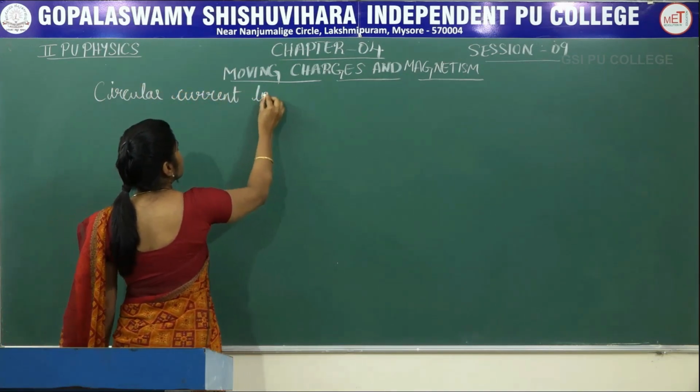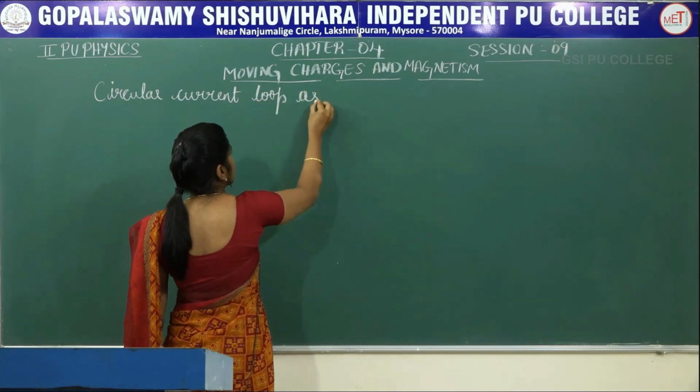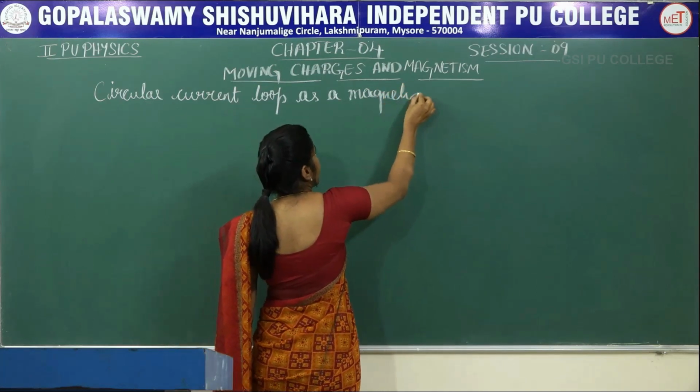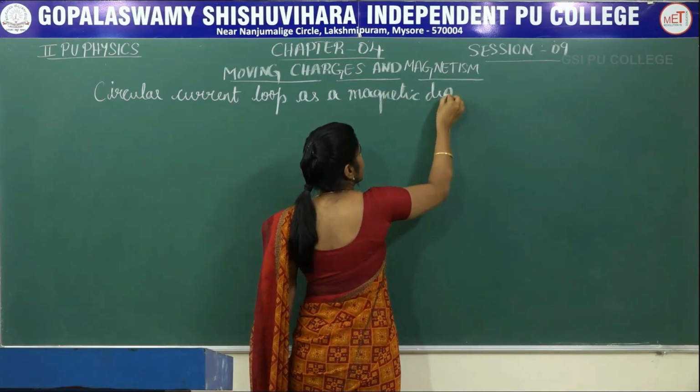Circular current loop as a magnetic dipole.